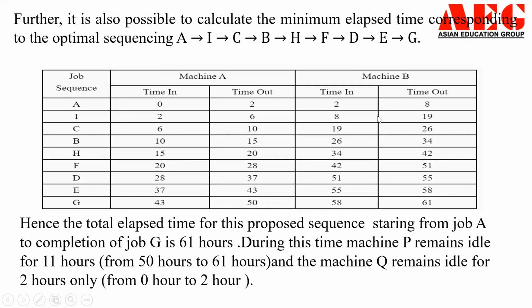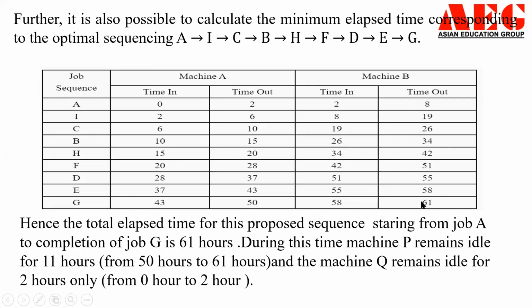Now we will go on to machine B. So for machine B, it is 2 and 8. After 8 it will take I, which may be of size 11, then it will be 19. After 19 to 26, 26 to 34, 34 to 42, 42 to 51, and so on we will write it there.